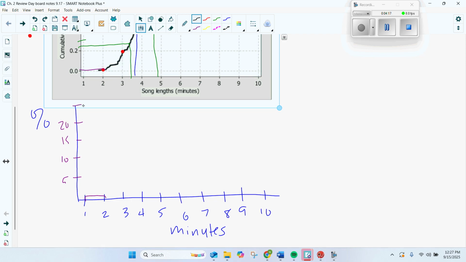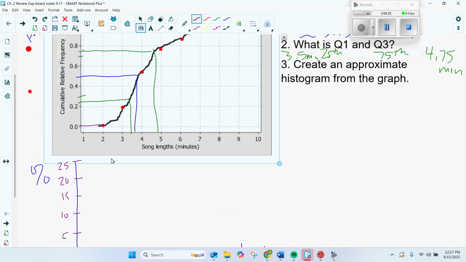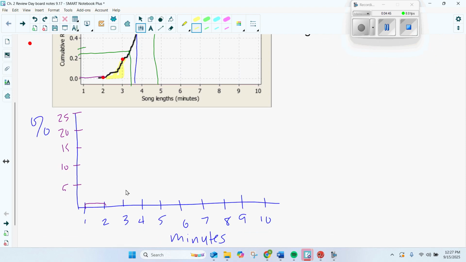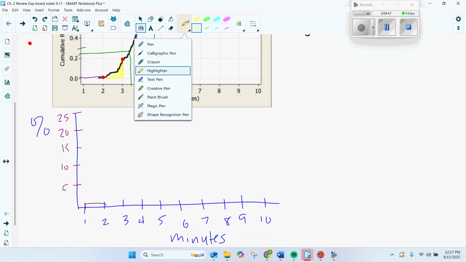I'm hoping that this is high enough. I might have to move it. Okay, between 2 and 3, I'm going to use a highlighter. I'm not going to make a bar that is 20% high. I need a bar that is as tall as the change in these two. It's close to 20%, but it's not 20%. It's probably slightly less than 20%.